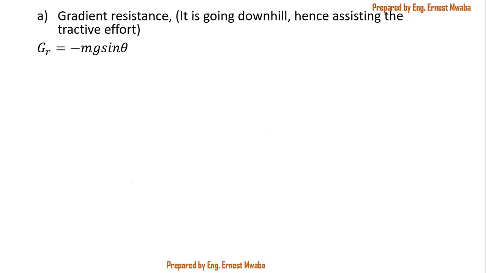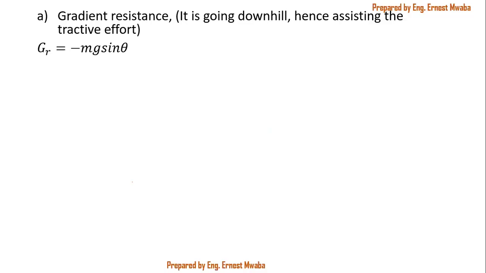So gradient resistance is simple. It's simply mg sine theta. Now, like I've said, because we said resistance, but it is no longer resistance, that's why we've given it a negative. So that when we're summing up the resistances, this one will be subtracted, because it's no longer resisting, because this vehicle is going downhill.